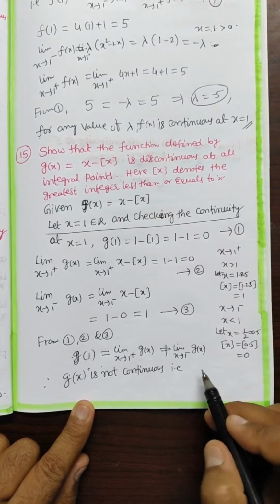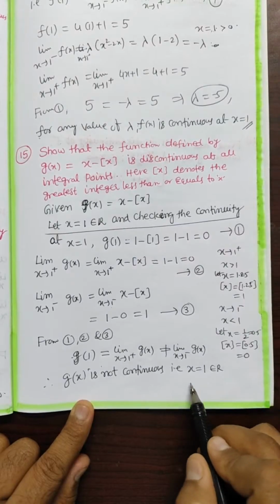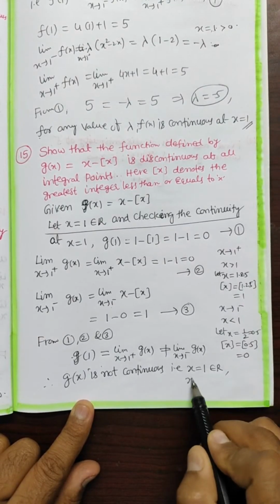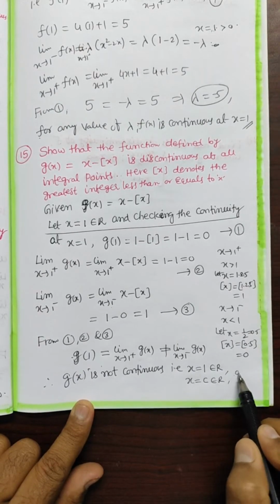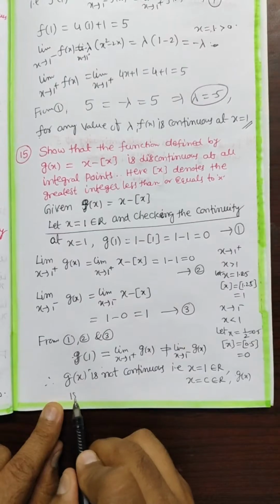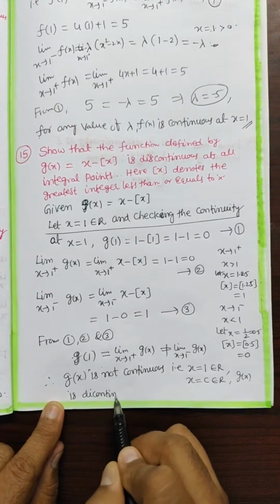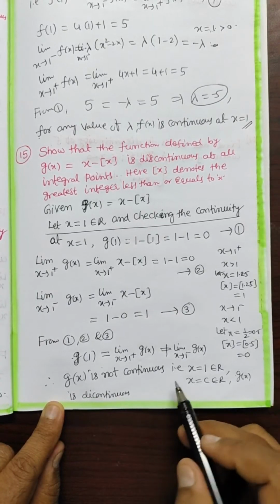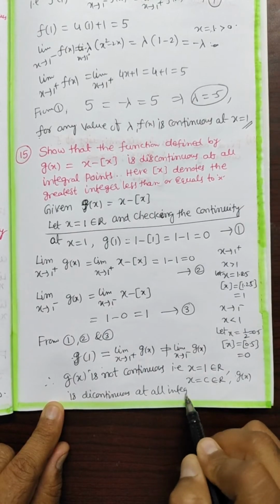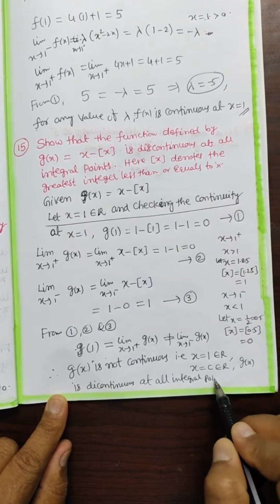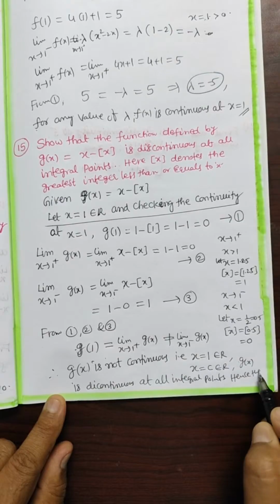That is, at x is equal to 1 belongs to R, like x belongs to R, x is equal to some constant belongs to R, g of x is discontinuous at all integral points, hence proved. Hence the result.